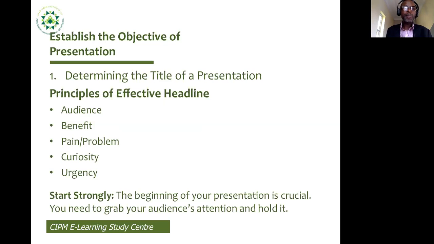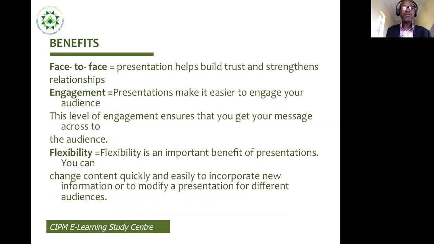I said here, in determining an effective headline, you must let it align with your audience. You must deliver on the benefit. You must address a pain and a problem. It must stir up curiosity and evoke urgency. Don't forget, these are just strategies for making your title effective. It must align with your audience, speak to the benefit, help to address a problem, and stir up curiosity. All right, this is very important.